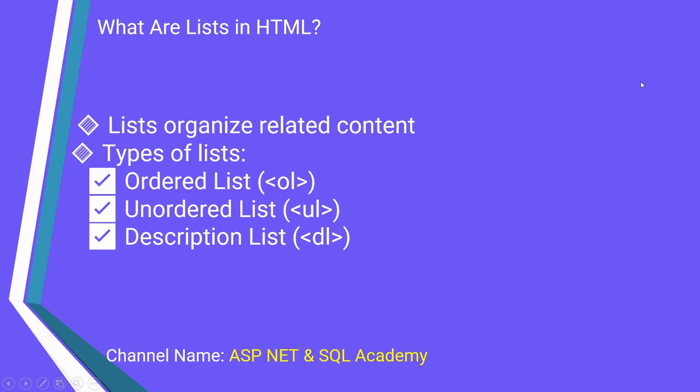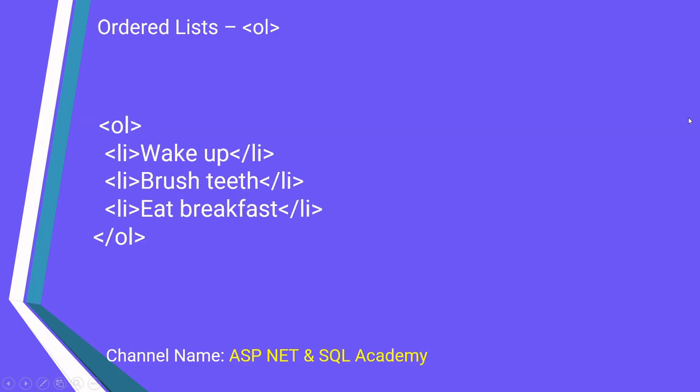Ordered lists use the OL tag. Each item goes inside an LI tag. The browser automatically numbers them. Great for steps, rankings, sequences.